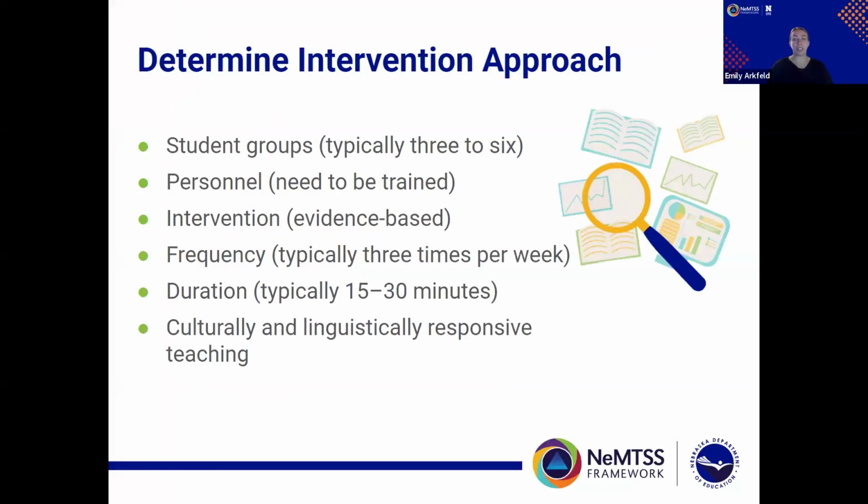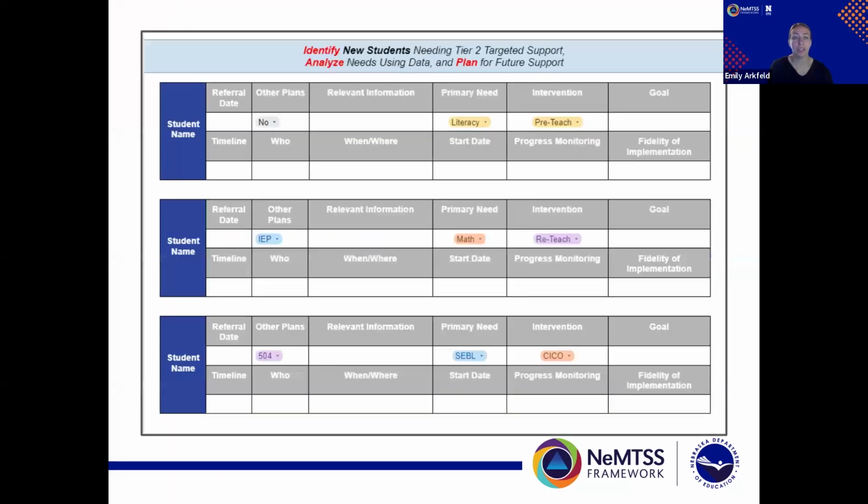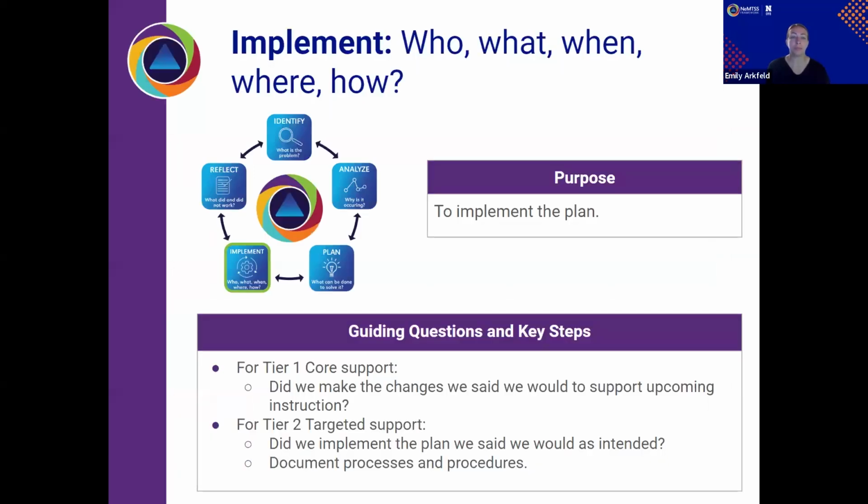While creating the plan, the team will need to determine whether the work needs to return to Tier 1 to improve the core for all students, or if it will be a targeted approach for some students. They will need to identify what personnel will be involved and what the intervention will be, including its frequency and duration. Here's an example of a Tier 2 collaborative team agenda where they can identify new students needing targeted supports and in what areas, document the data for analysis, and lay out their plan for implementation.